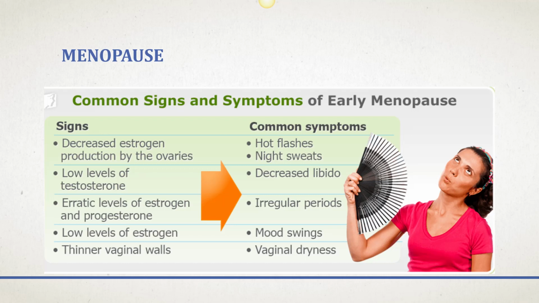So decreased estrogen production, low testosterone levels are starting to be produced. Erratic levels of estrogen and progesterone can occur. Low levels of estrogen and thinner vaginal walls, which leads to vaginal dryness and pain during sex. So common symptoms include hot flashes, night sweats, decreased libido, irregular periods, mood swings. Eventually, women stop having periods altogether, and then they're no longer able to successfully have children.